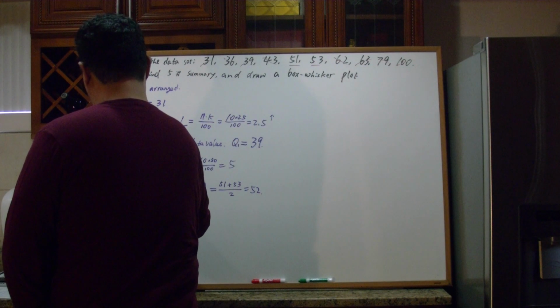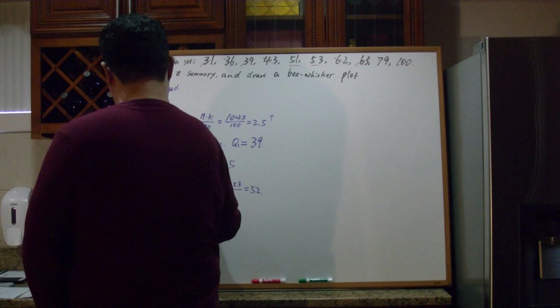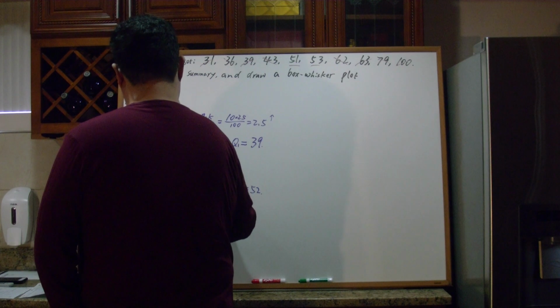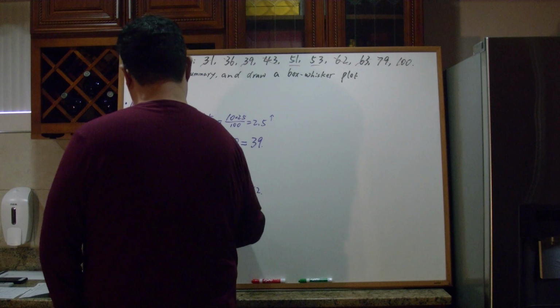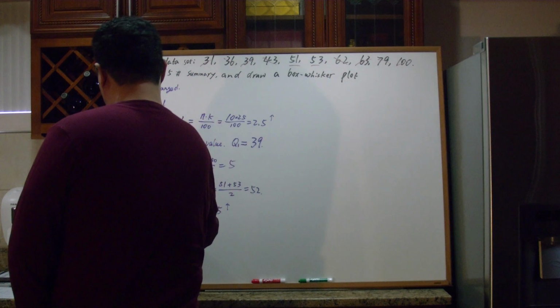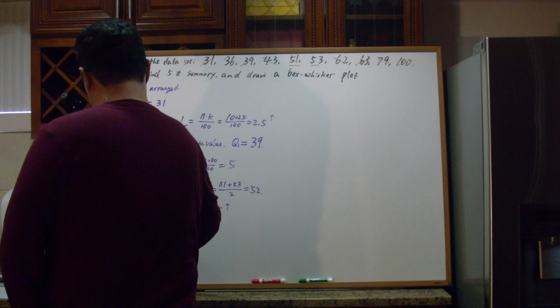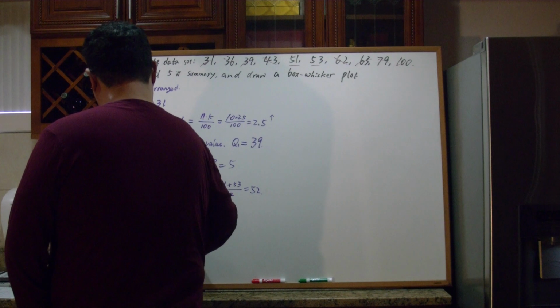And then to find Q3, that is the 75th percentile, the locator is 10 times 75 over 100, which is 7.5. Round up. Q3 is the eighth value.